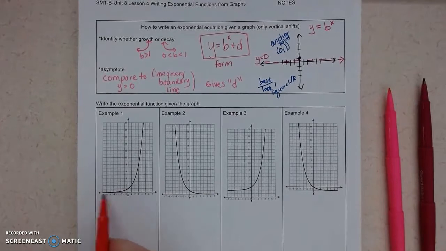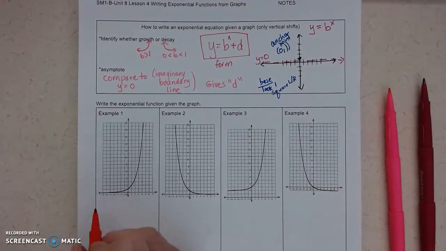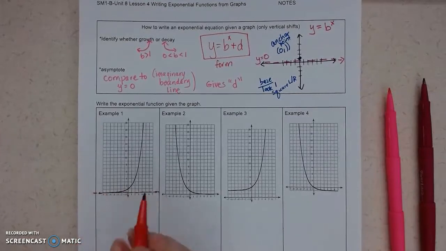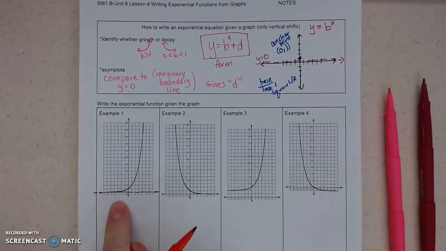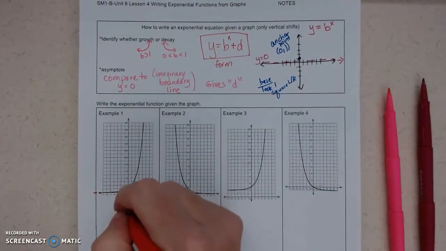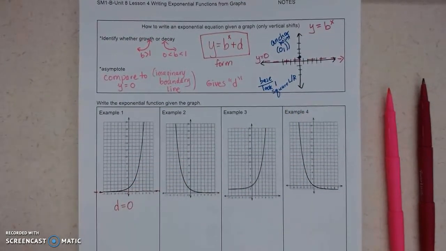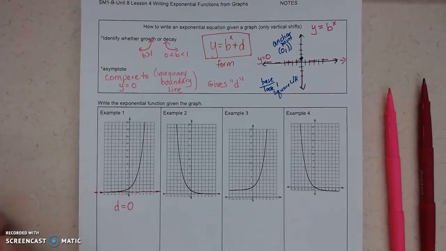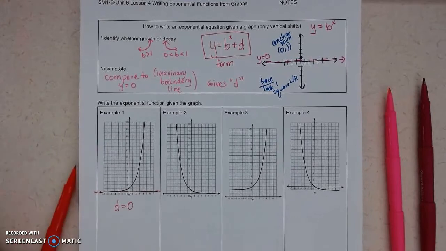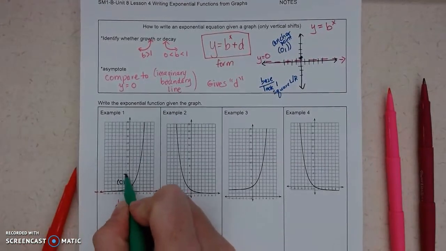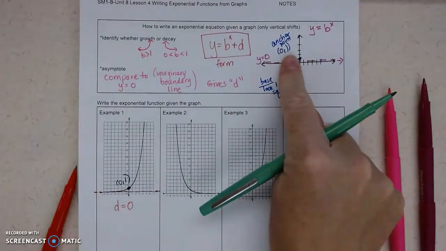So I have to identify where the asymptote is. I always find d first. I can see my values really aren't going below that line. So since that's the same as the original, it's still on the x-axis, that means that we don't have a vertical shift. Our d is equal to 0. Notice our anchor point is still at (0, 1). That's the same as the original anchor point.